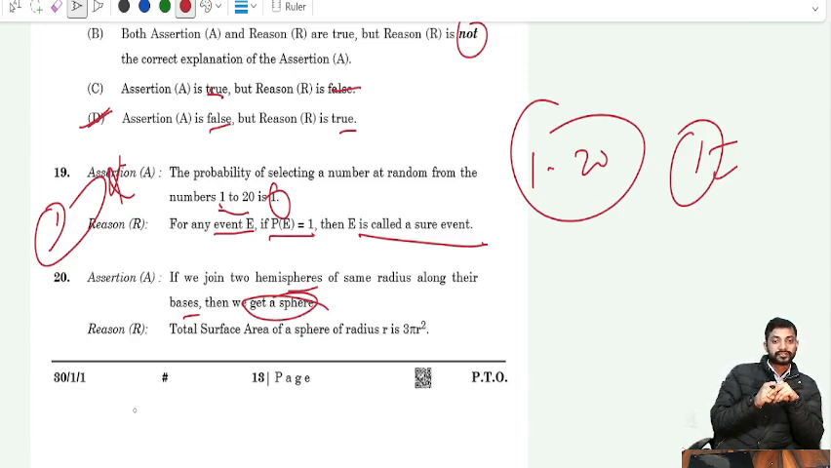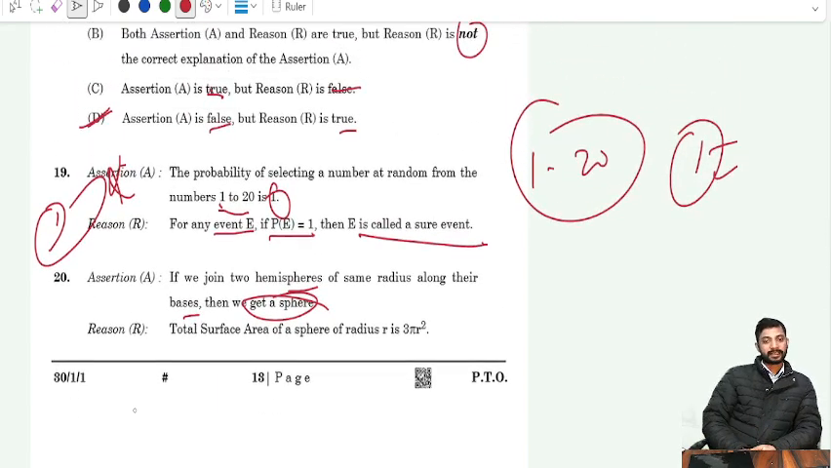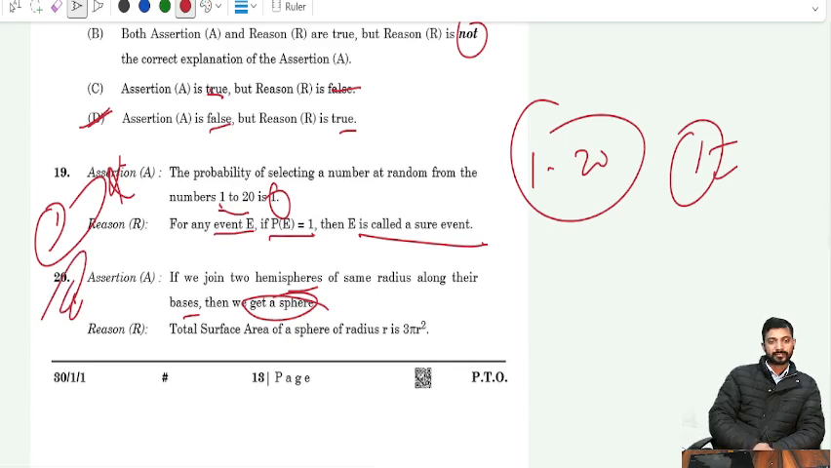The first is true, but this is not a correct explanation. The total surface area of a sphere is not 3 pi r square. So the first is true, but the second is not true. So the correct answer is option C. Option C is the correct answer of this question. This is talking about a sphere, not a hemisphere.